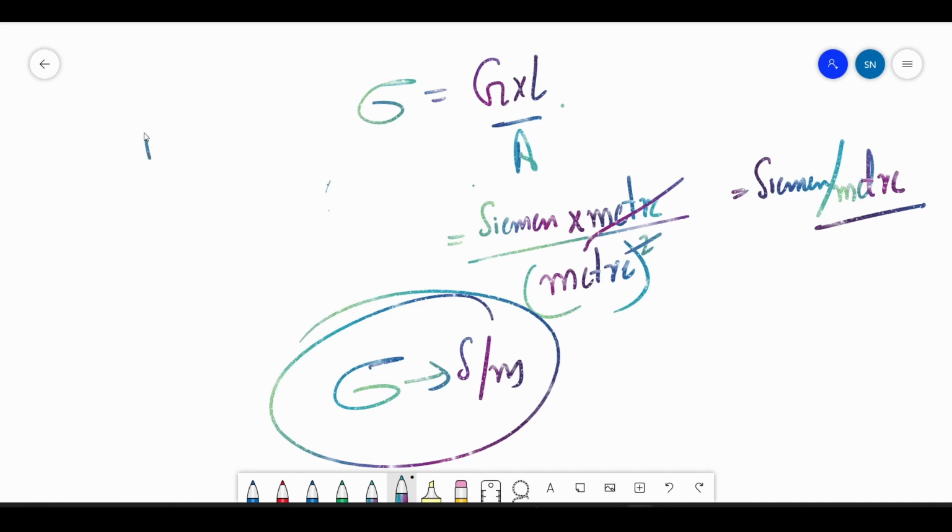A quick recap. The SI unit of resistance is what? Ohm. The SI unit of resistivity is what? Ohm meter. The SI unit of conductance is what? Siemens. Very good. The SI unit of conductivity is what? Siemens per meter.